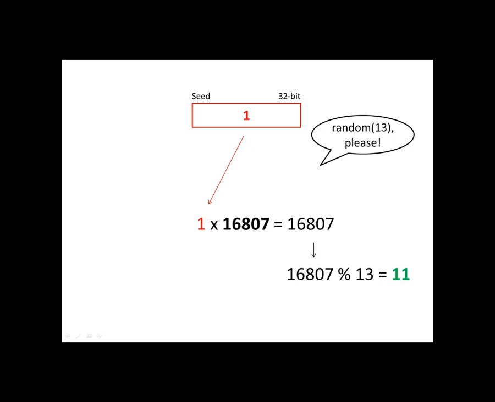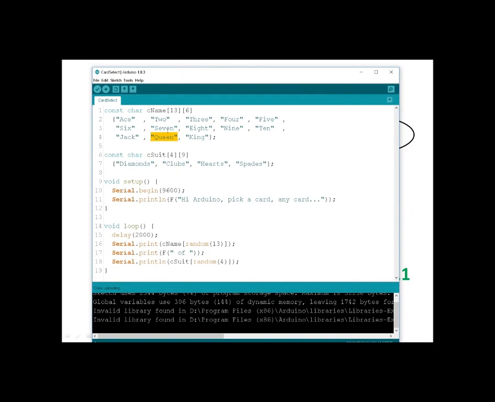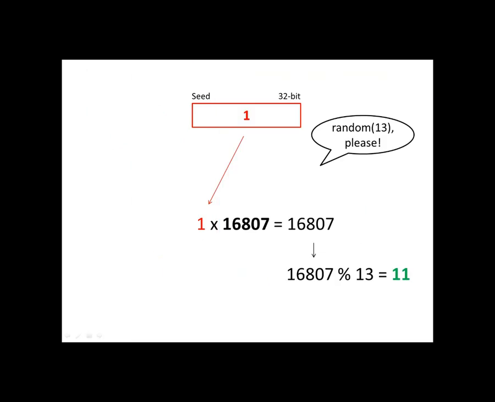Our program called random 13, so we divide this result by 13 and take the remainder, which is 11. As you can see, that's the index of Queen in the name list. We start counting at 0, of course. The same result, undivided, is then fed back as an updated seed.